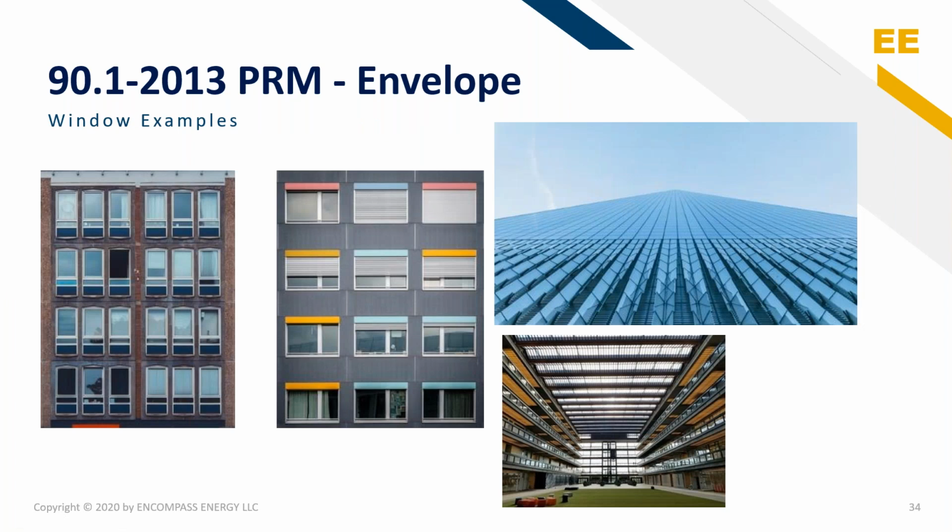So just some examples. This is an old building, Bell Laboratories, that we're working on in New Jersey, that has roughly 85,000 square feet of skylight area.